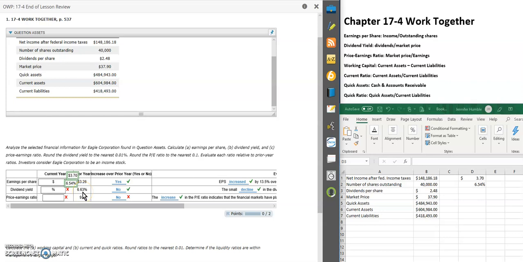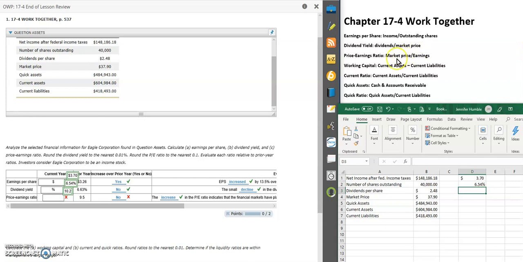All right, next one, price earnings ratio. So if you look up here, I've got the formula. It is your market price divided by earnings. Okay, so down here, I've got my equal sign. My market price is $37.90, divided by my earnings, which is your income. Okay, so this is supposed to be, what did I do wrong?